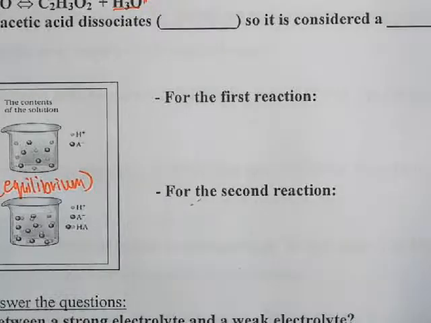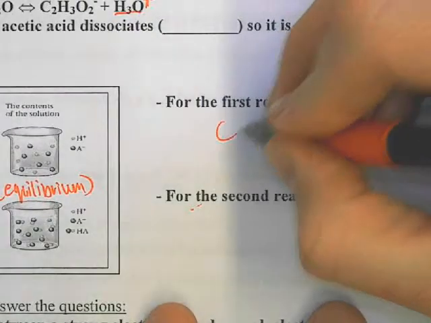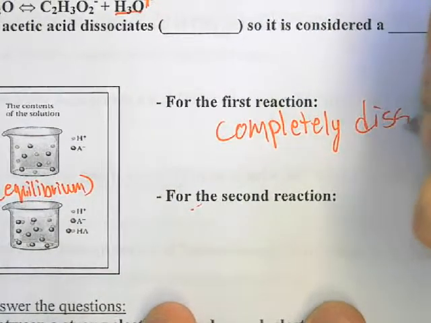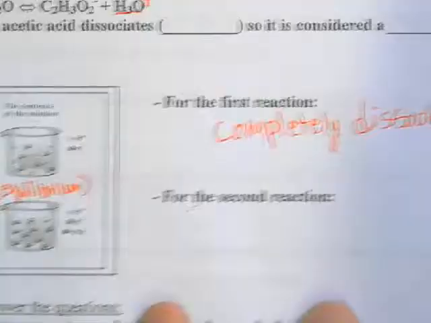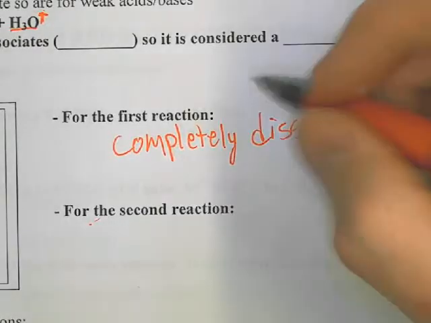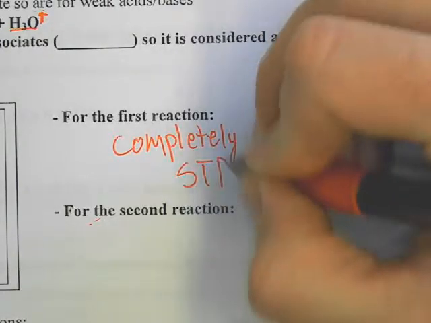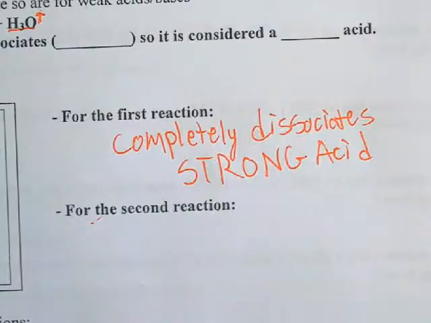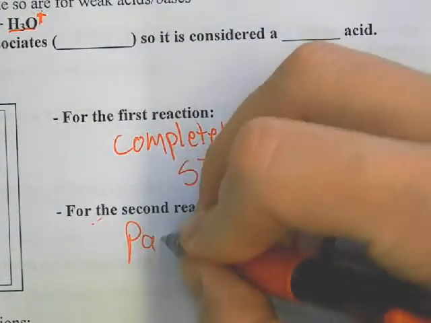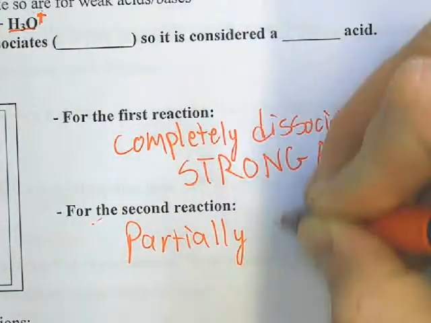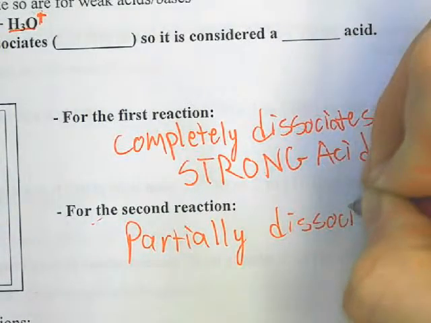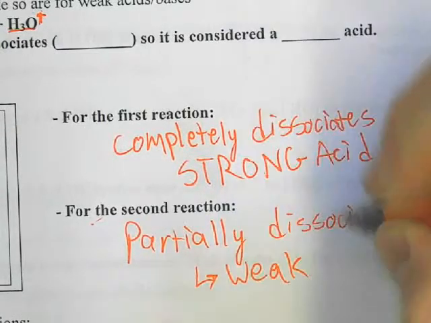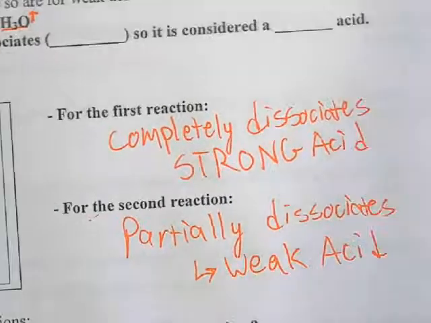So what I want you to write down for the first reaction is that it completely dissociates, and so that means it's a strong acid. For the second reaction, it only partially dissociates, so that means it is a weak acid. Perfect. Any questions?